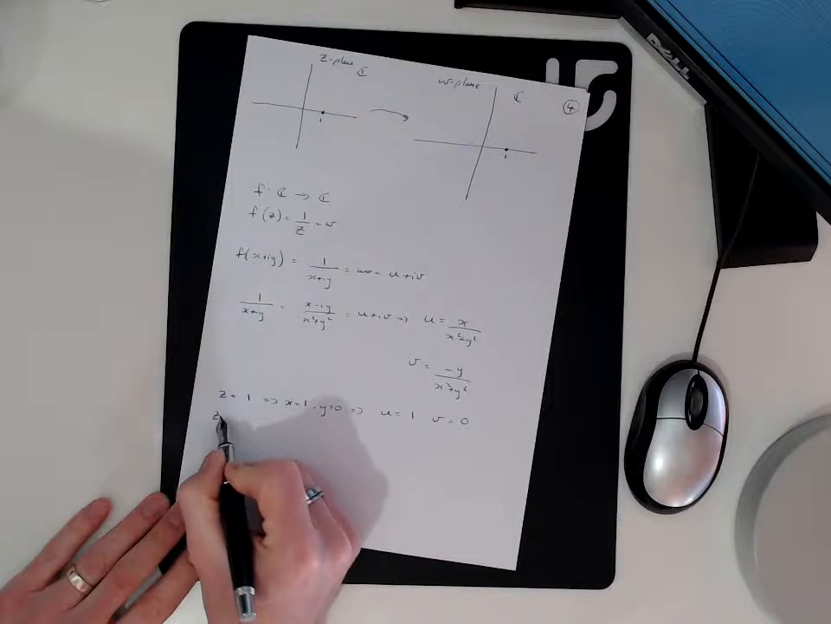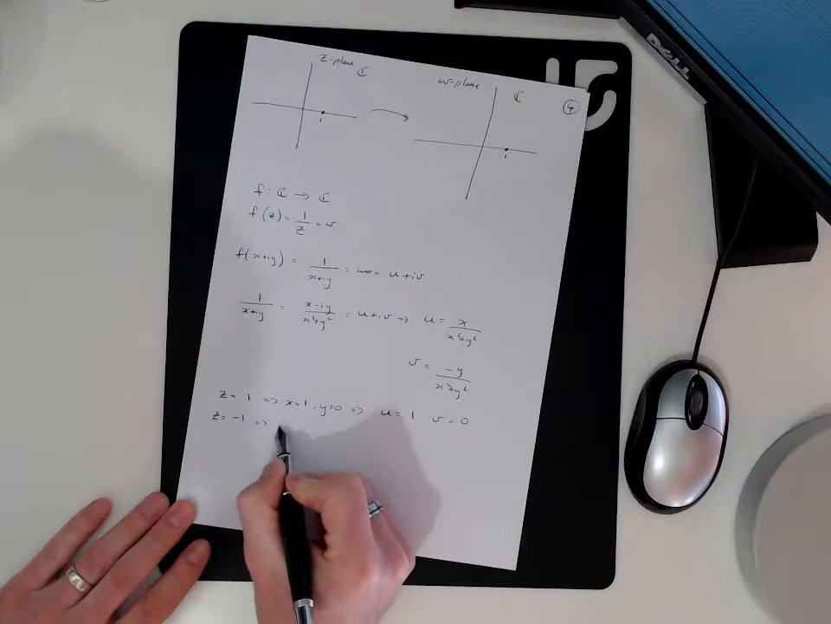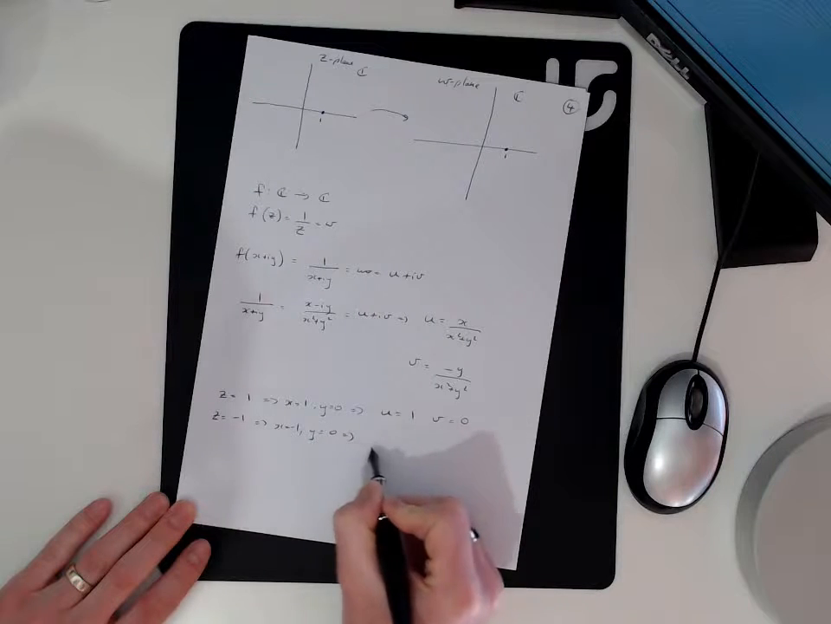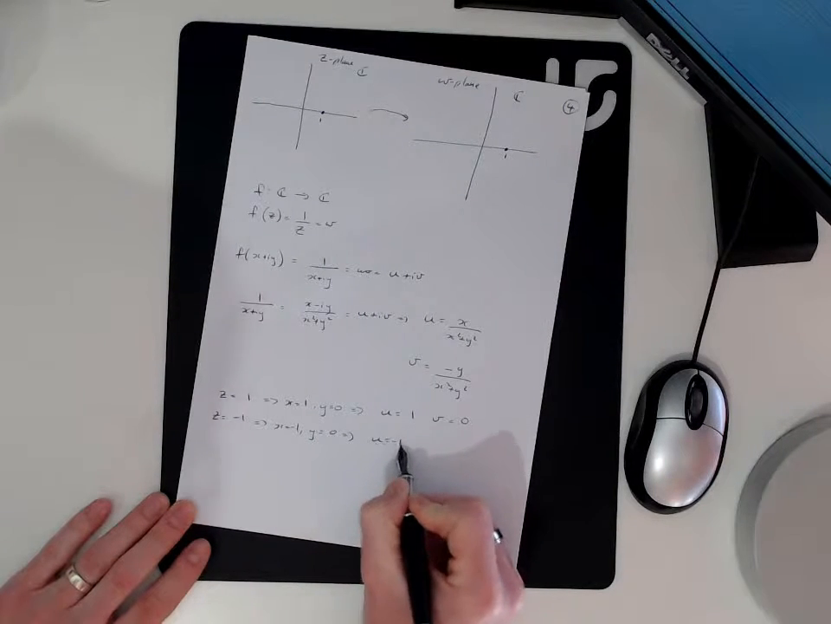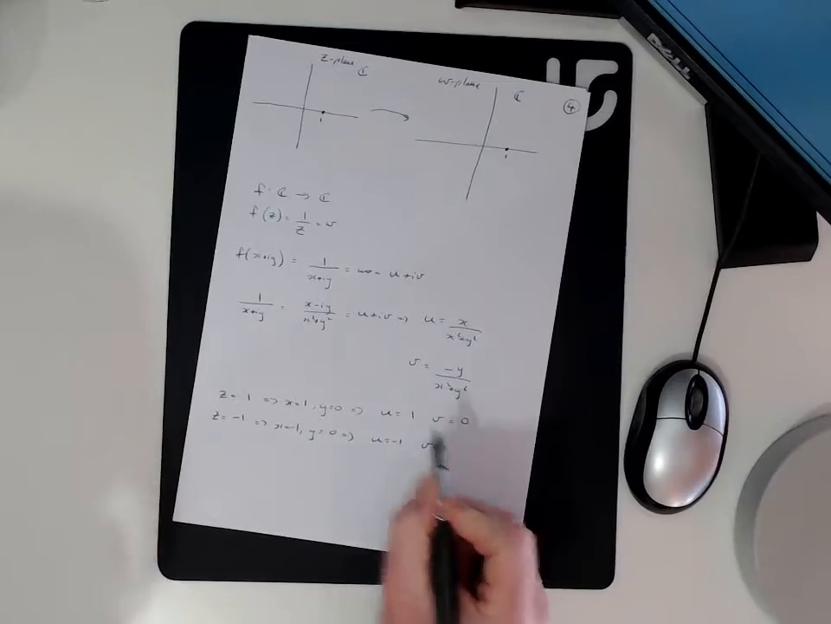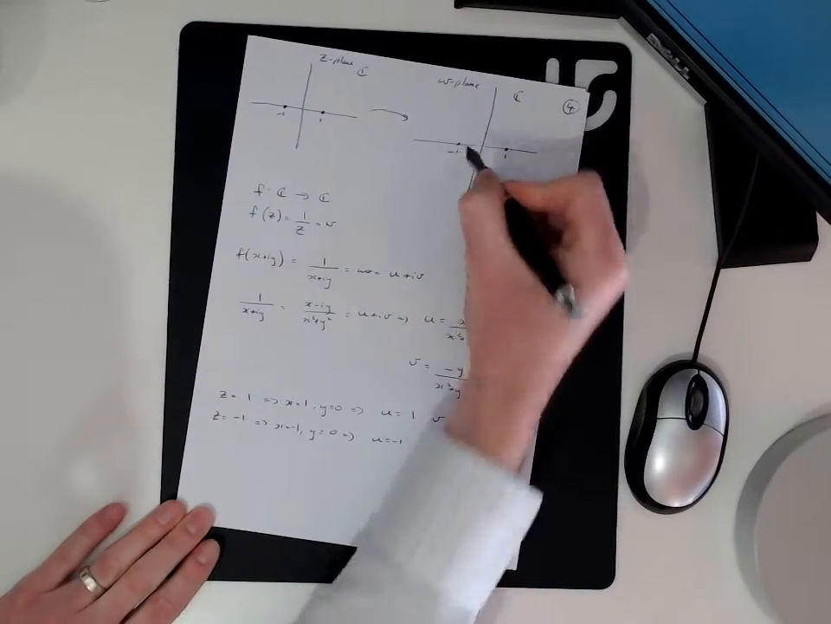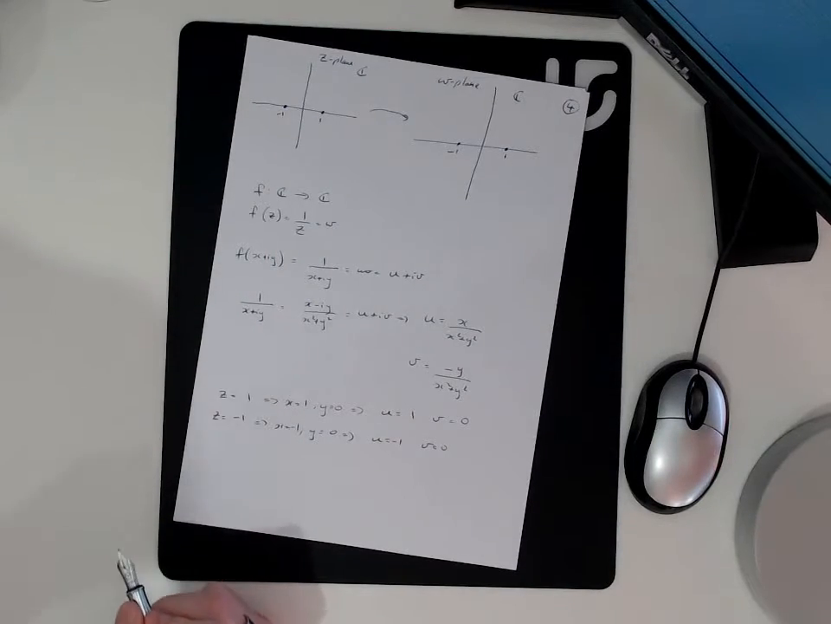Great. Z equal to minus 1. X equals minus 1, y equals 0. And that implies that u is equal to minus 1 and v is equal to 0. So there's my minus 1. Those 2 points get mapped onto each other.